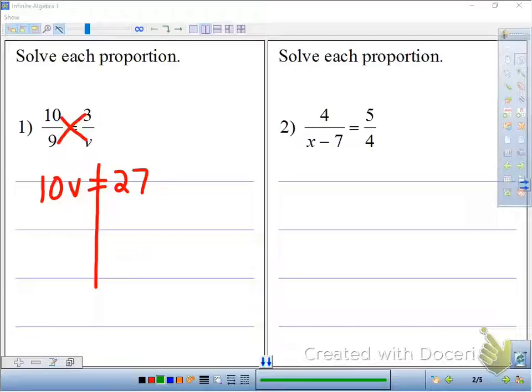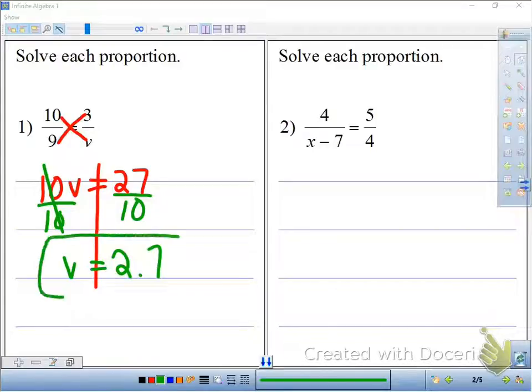From here, I already have my variables and numbers on opposite sides, so I just need to undo that multiplication. So I'm going to divide both sides by 10. That's going to cancel out, leave me with v, and 27 divided by 10 is 2.7. Don't freak out if you're going to get some decimal answers with the ones that we're going to be doing today.